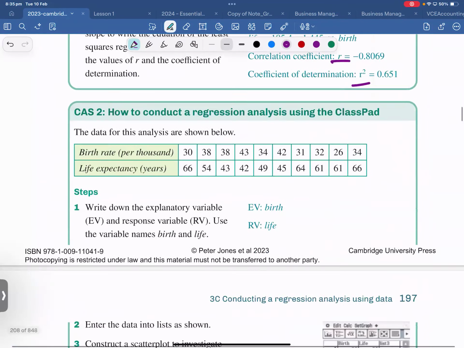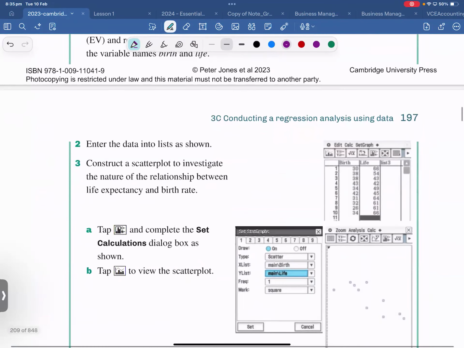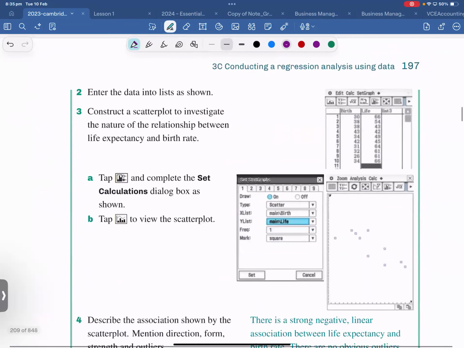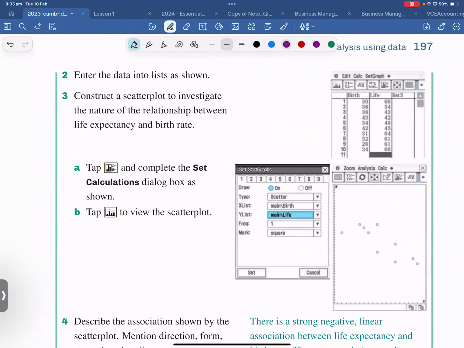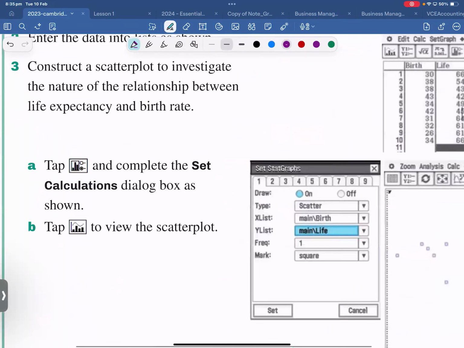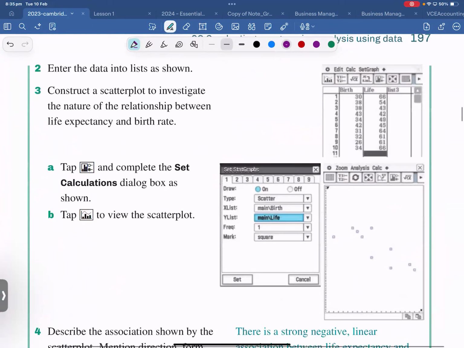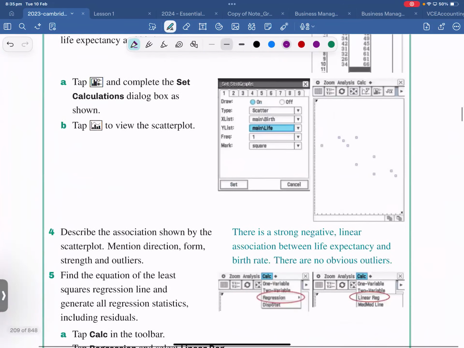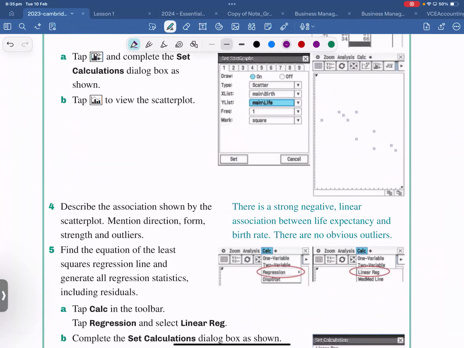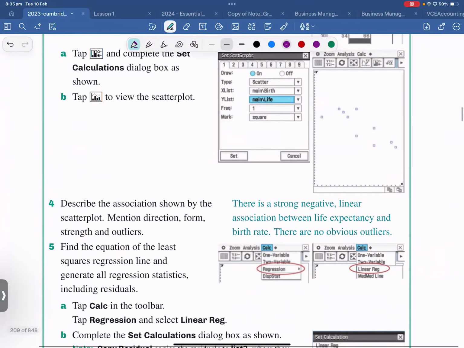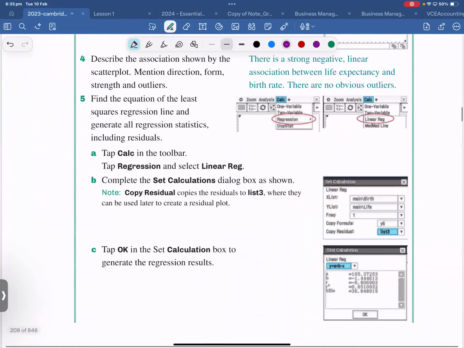If it is on the ClassPad, guys, it is a similar thing. You enter the information and then you have to pick the X variable and Y variable, right? And then you have to go to calculation, regression, and then linear regression. You'll get it.